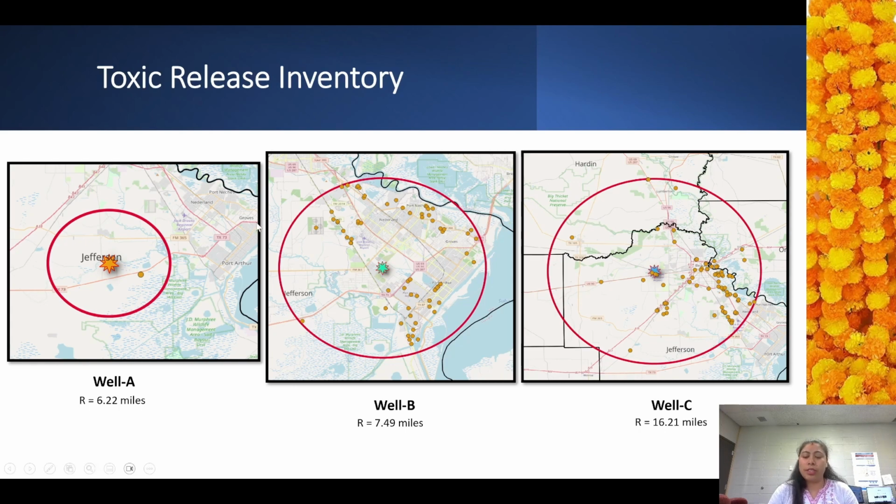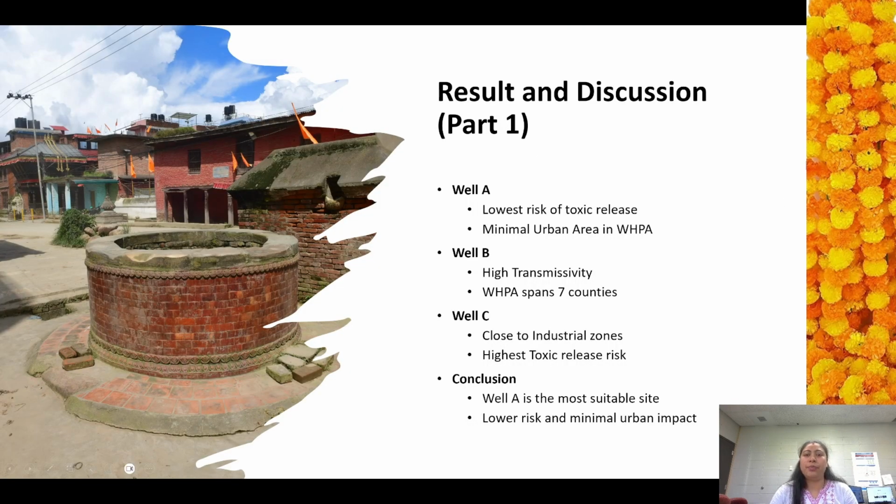So considering both the LULC, that is land use land cover, indicating the presence of urban areas, and the toxic release inventory, we came to the conclusion that well A has the lowest risk of toxic release and also the minimum area of urbanized section, whereas well B extends within the 7 counties, has urban area as well, and has a significant number of toxic release inventory sites, and the same goes for well C.